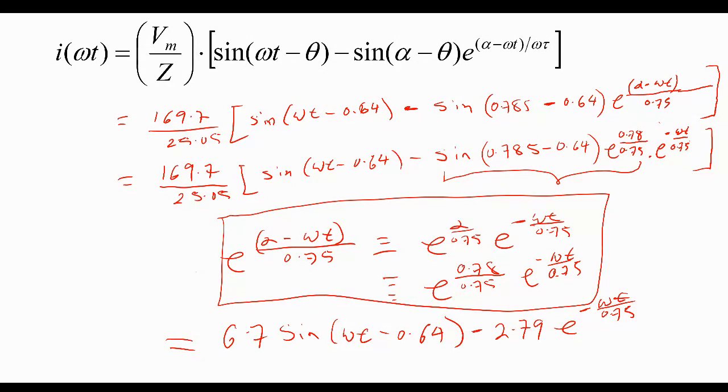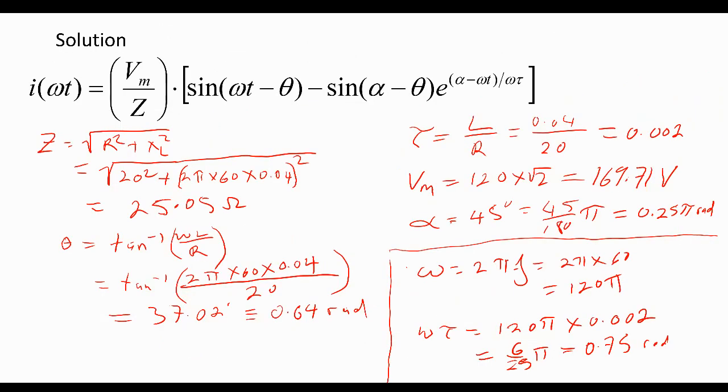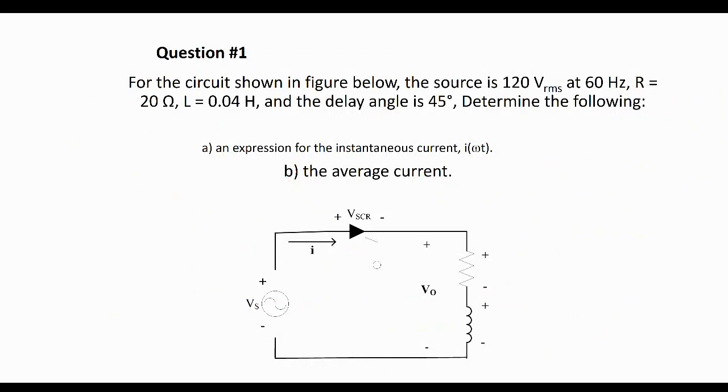So this looks more like it. Sorry about the error. I was making an error earlier on. All right, so that's what it simplifies down to. And of course, amperes. The question asks us for the average current.